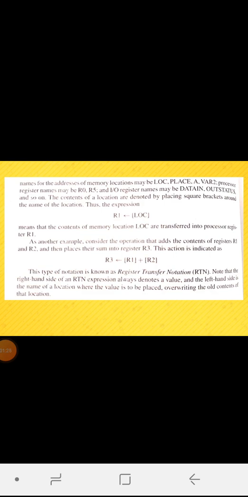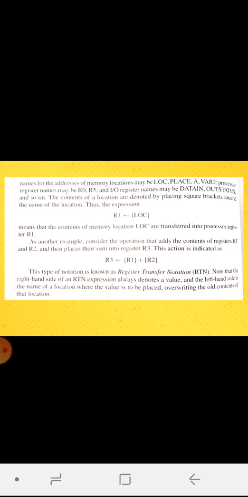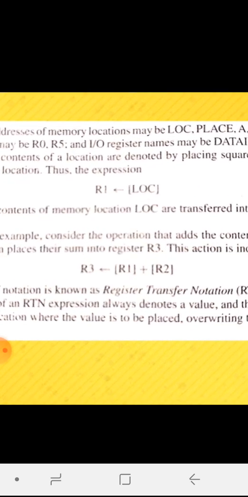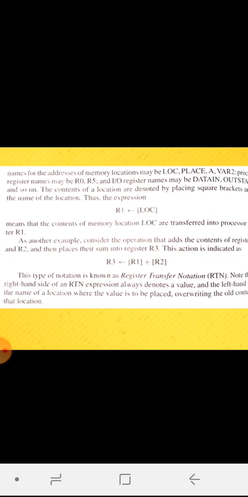For example, look at this instruction. You can see here the instruction is moving the content which is present in LOC to R1. So putting LOC in the square bracket says that you have to move the content from the location LOC to R1. While putting the square bracket says that you are in memory location.